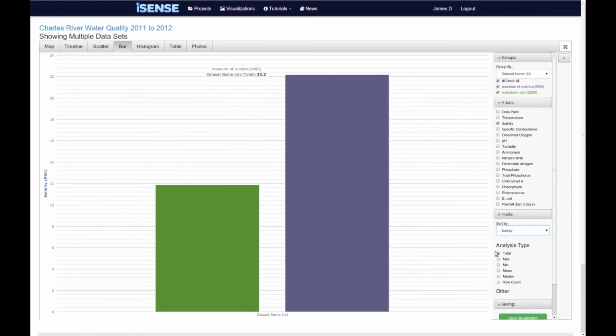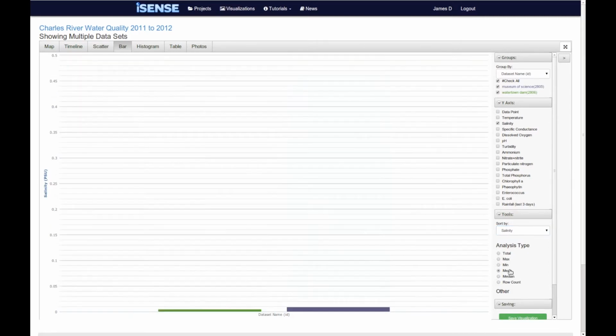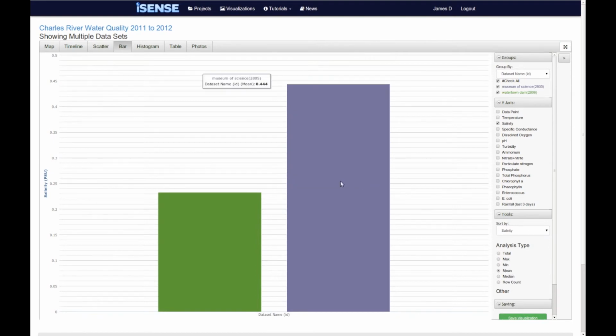And we can change the analysis type. And since we're trying to figure out whether the salinity was on average higher, I could switch to mean. And now we can see that, yes, the average salinity is higher at the Museum of Science as 0.44 than it is at the Watertown Dam, 0.23.